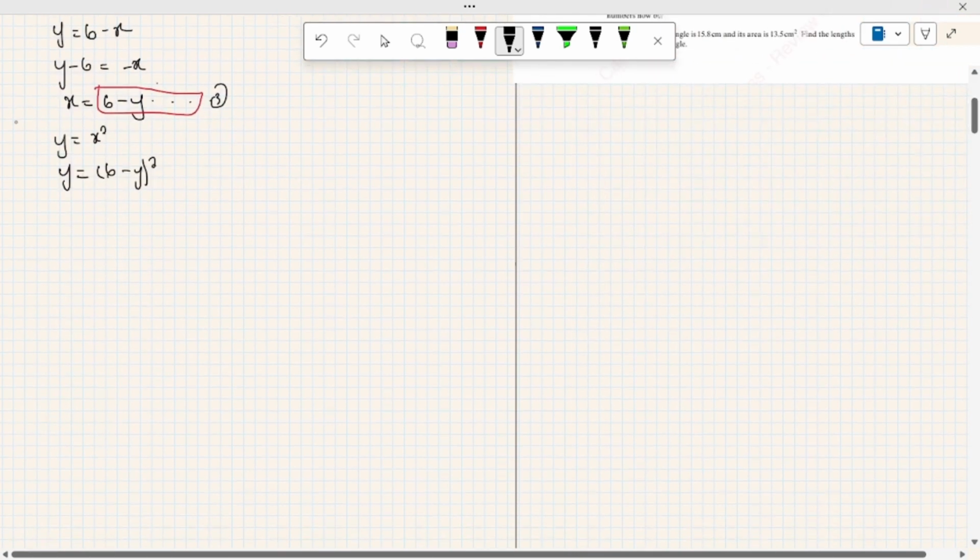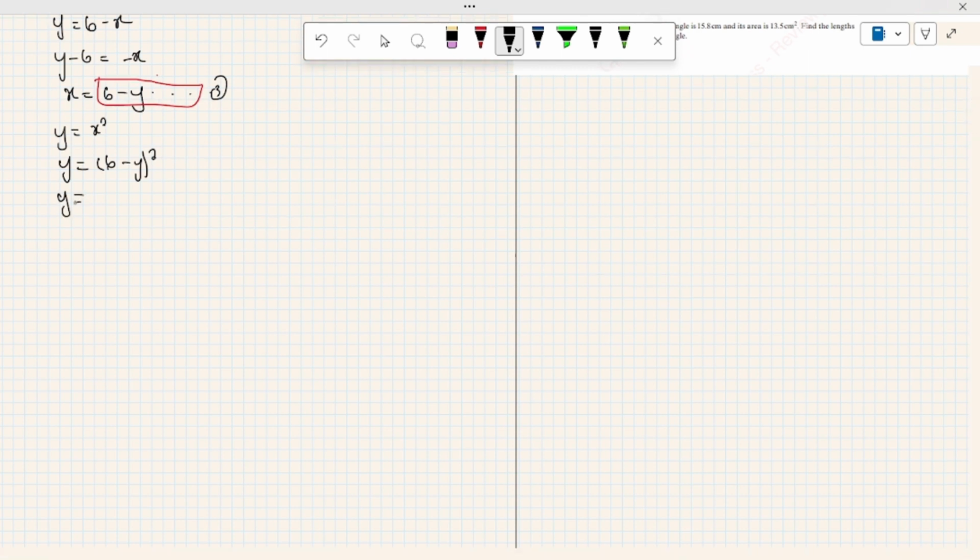So y is equal to 6 minus y, squared. 6 times 6 is 36. 6 multiplied by minus y is minus 6y. Minus 6y multiplied by 2 is minus 12y, and then plus y squared.